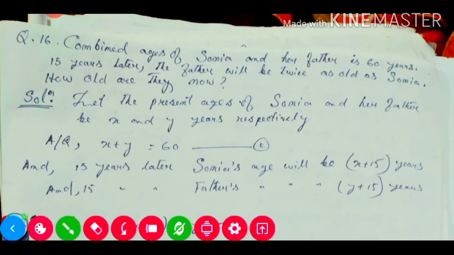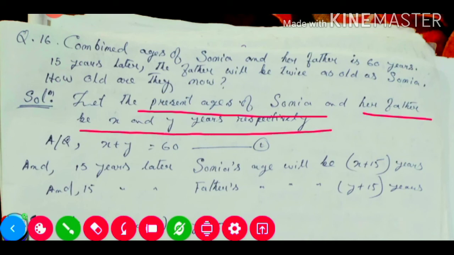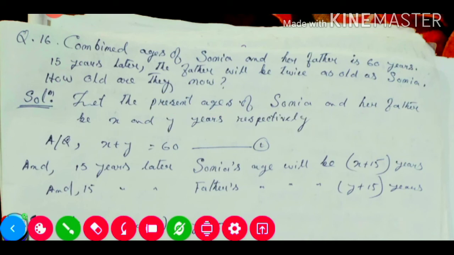Let the present ages of Sonia and her father be x and y years respectively. So Sonia's age we are considering x and her father's age we are considering as y. So equation number 1 will be the combined age. That means the sum of father's and daughter's ages together will be 60 years. So x plus y is equal to 60 years.